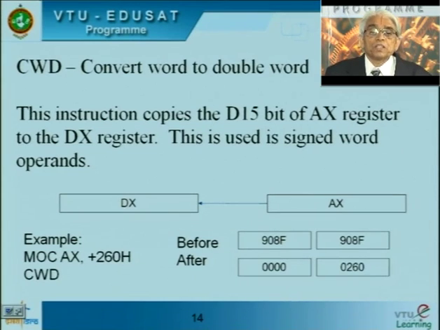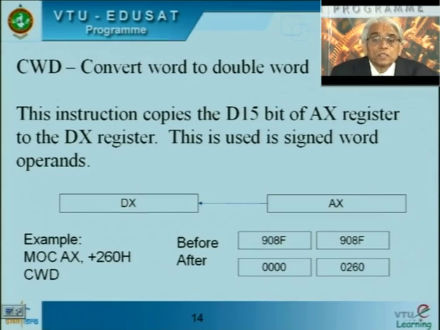This particular instruction copies the D15 bit of the AX register to the DX register. This is used in signed word operands. Say, for example, there is an instruction, MOV AX comma plus 260 hexa.